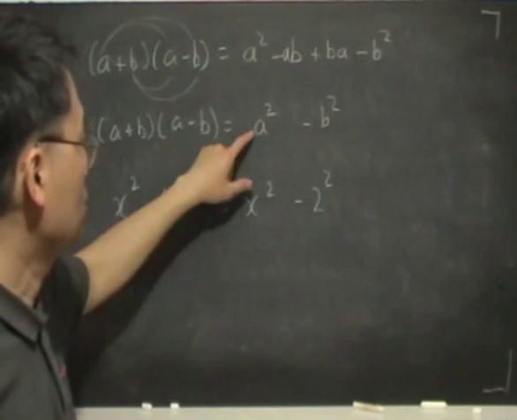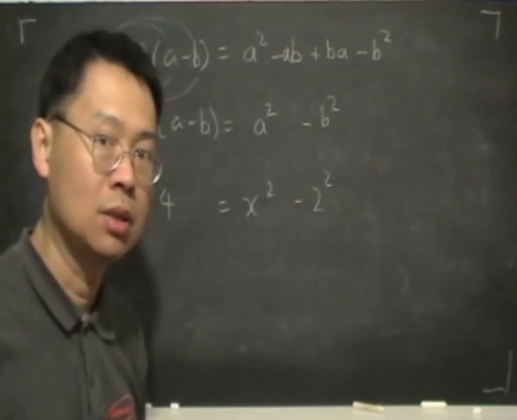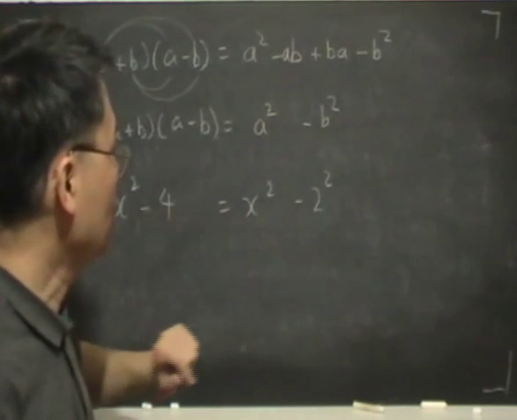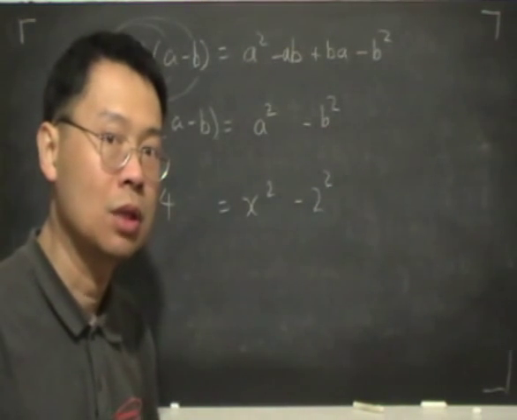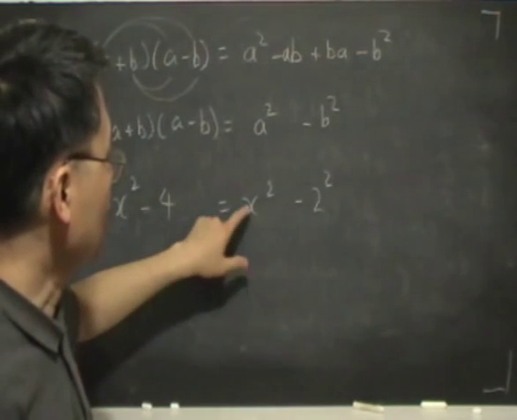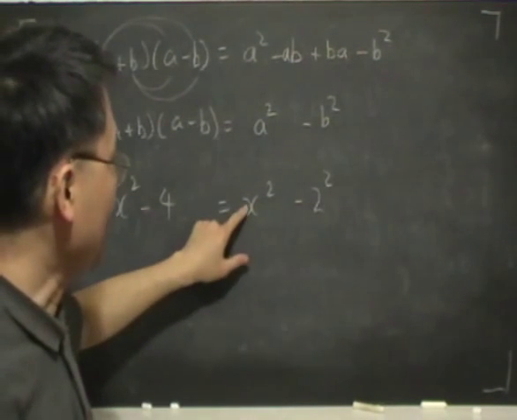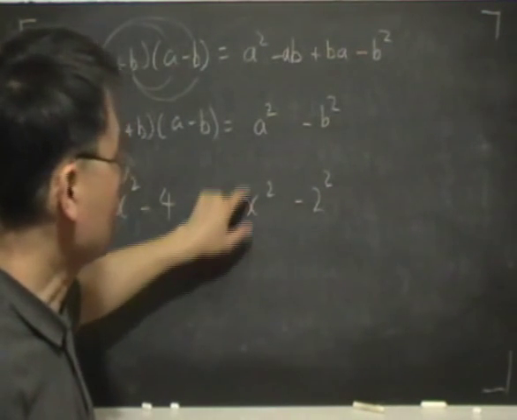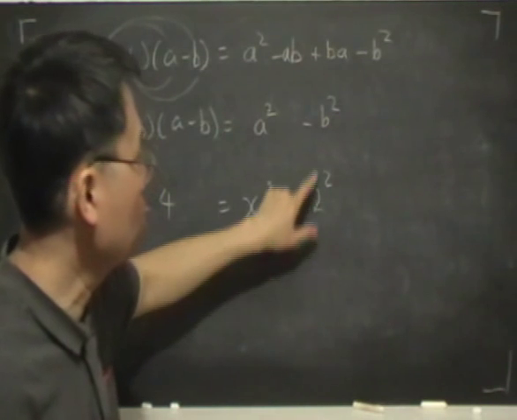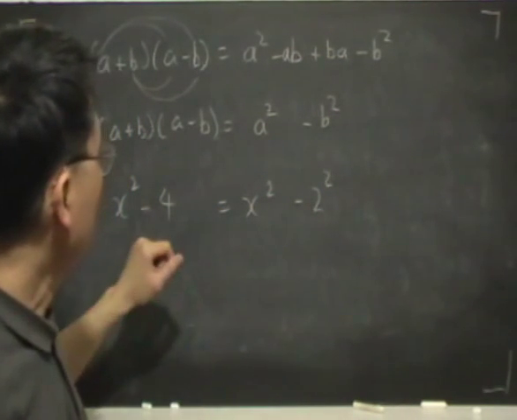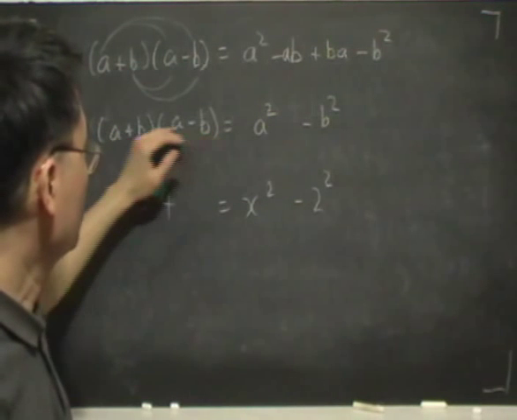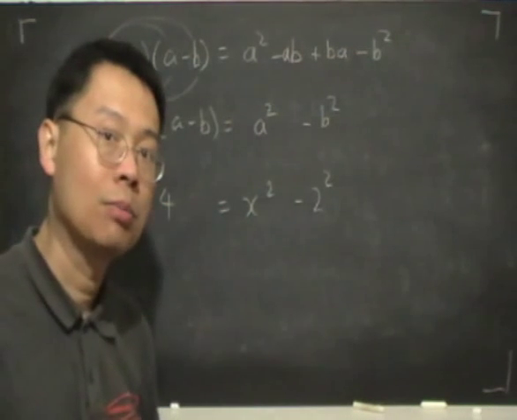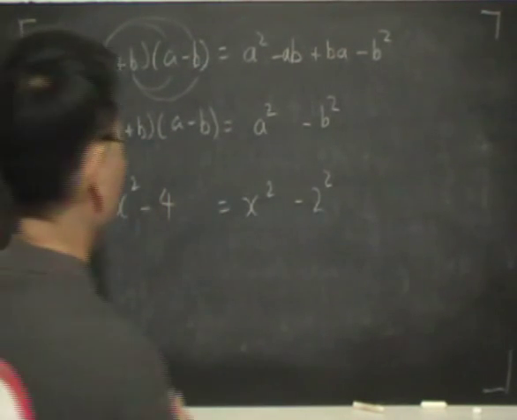Now, if you look at these two expressions again, you can see more similarity. You have a squared and x squared, b squared and 2 squared. So what if I say that I think of the x as the a and the 2 as the b, right? If I put x into the a there and I substitute 2 into the b there, then I can actually use this formula. Just replace a by x and b by 2. Let's do that.